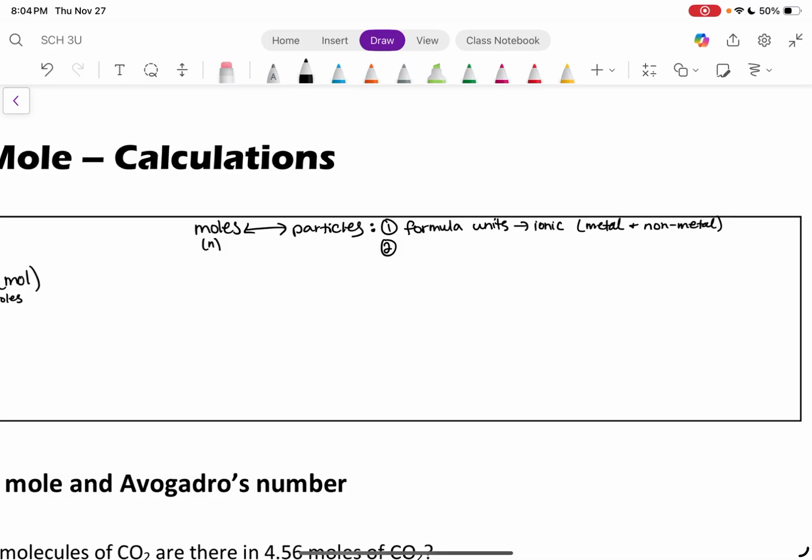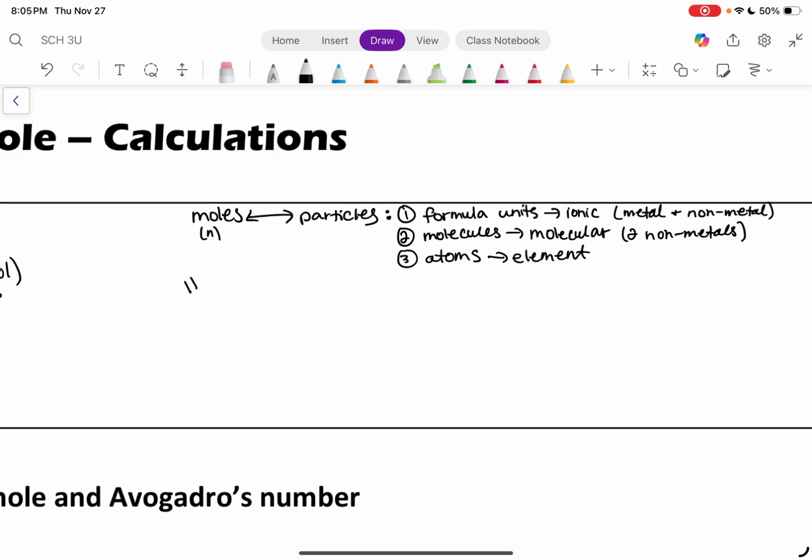The second thing you could have is molecules. You're going to call the particles molecules whenever you have molecular compounds. Molecular compounds are two non-metals. Then lastly, we have atoms. We refer to particles as atoms when we are only talking about a lone element. So it's not a compound, we're only looking at an element for that. So there are three different ways that we're going to talk about particles. This is not going to be given to you on a test. You do need to know this.